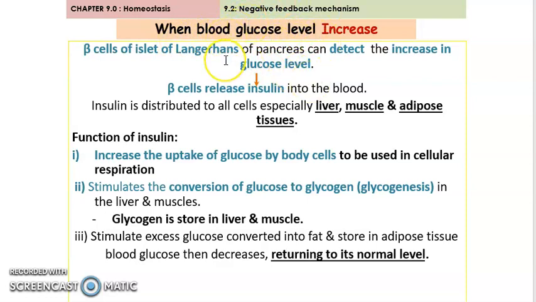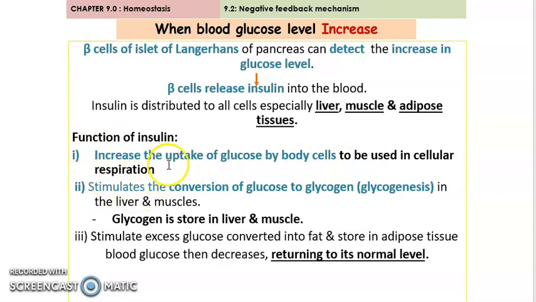what will detect it? The increase in the blood glucose level is detected by the beta cell of the islet of Langerhans. Once the beta cell detects the increase of the glucose level, it will release insulin into the blood. So what happens to insulin? Insulin is distributed to all cells, especially to the liver, muscle, and also adipose tissue. So what is the function of insulin? It will increase the uptake of glucose by body cells to be used in cellular respiration.